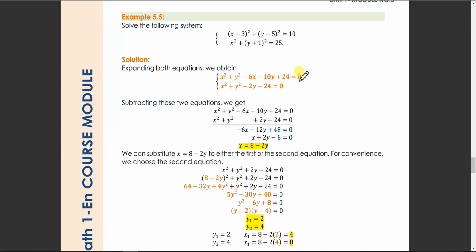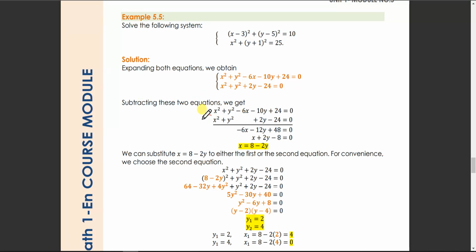So by expanding, we have this result. So gi-expand lang ni siya, gi-expand ni siya, gi-expand ni siya. So we have these new equations. Then we are going to eliminate, use the elimination method. So gi-arrange lang nato si x squared, y squared. Kani wala siya kapares, so kani si negative 10y yung kapares si positive 2y. Then 24 negative 24. Then we are going to subtract.